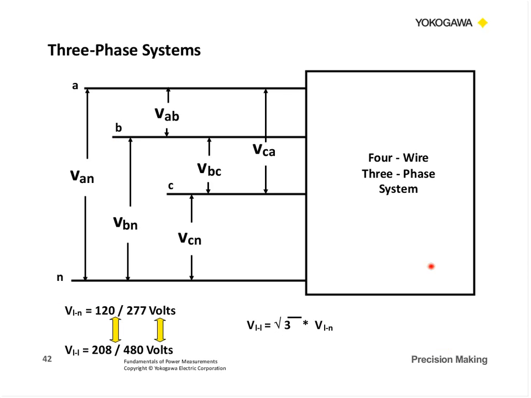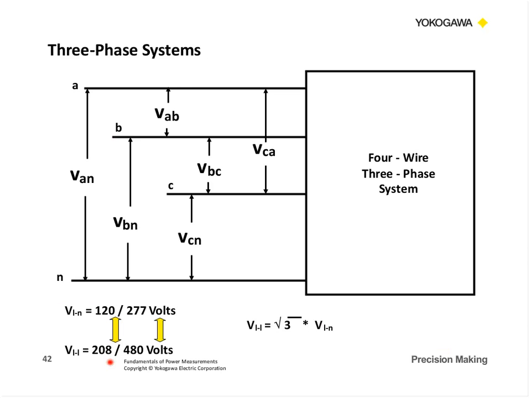So let's look at a load now. We've got a four-wire system of some type here. Okay, so we're going to look at this at the input coming into this load. We've got our three phases coming in, and we have a neutral. So we're going to measure the voltages line to neutral. Okay, from phase A to neutral, phase B to neutral, and phase C to neutral.